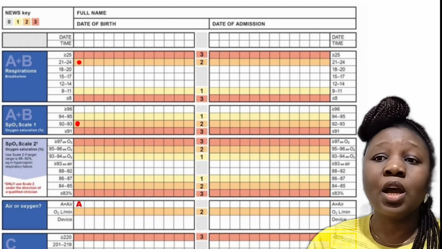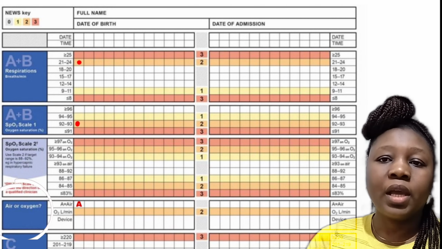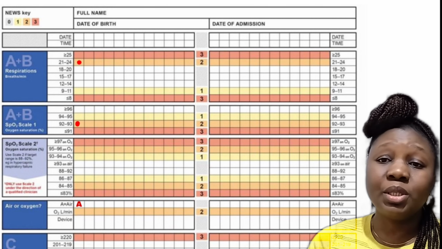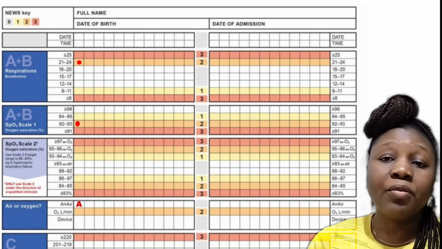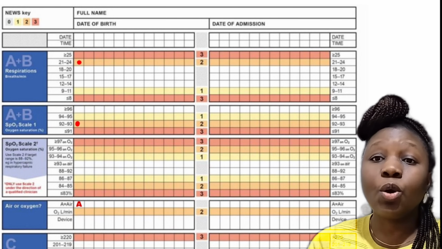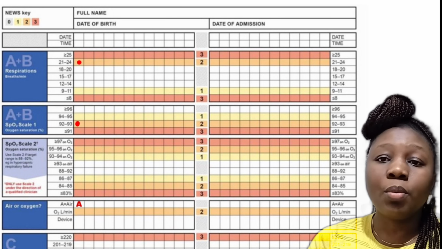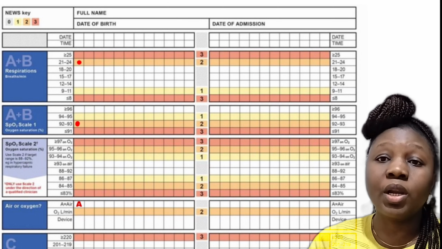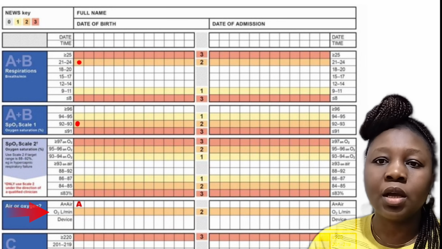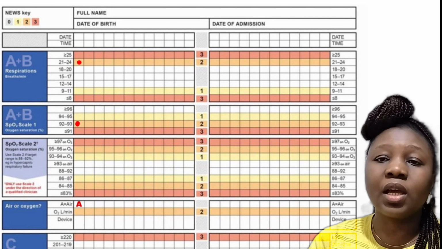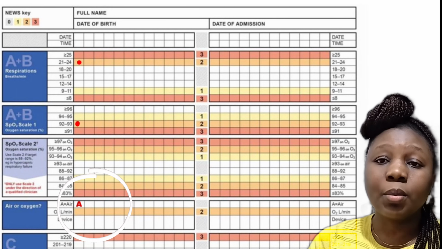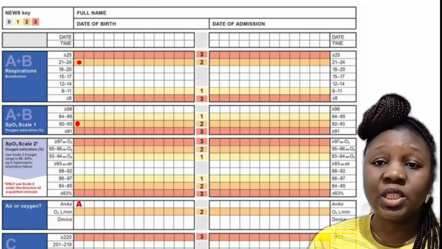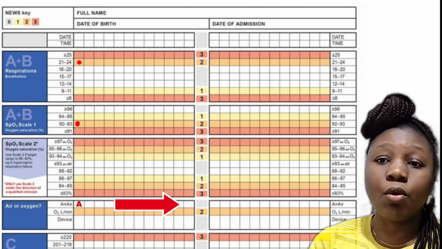The next one is air. In OSCE, your patient is basically going to be on air. However, if your patient is on oxygen, all you need to do is go to the column for oxygen and write the liters that the patient is on, in the box in front of oxygen liters per minute. But like I said, your patient will be on air. So if the patient is on air, you write capital letter A in the box in front of air. Tracing that down to the middle, that's a score of 0.